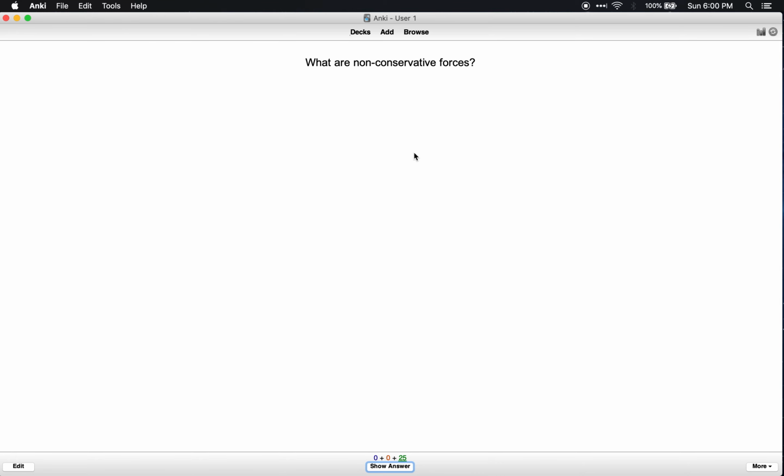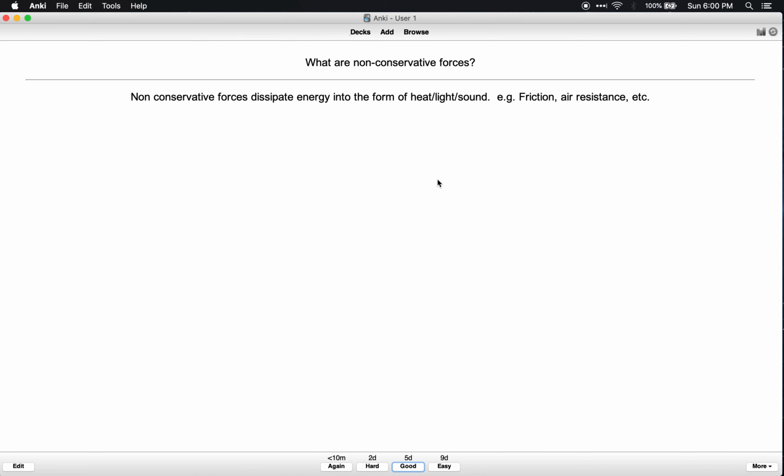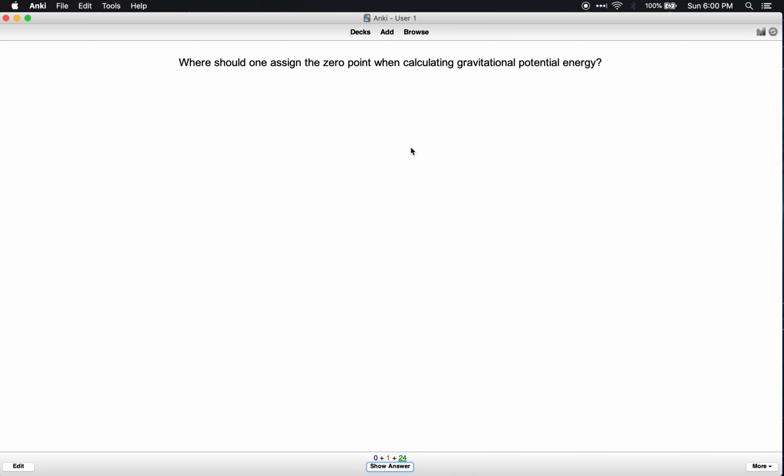These are forces that do release energy into the atmosphere, such as friction and air resistance. Heat, sound, friction, air friction. What should one assign 0 when calculating? You can assign 0 anywhere when calculating gravitational potential energy.